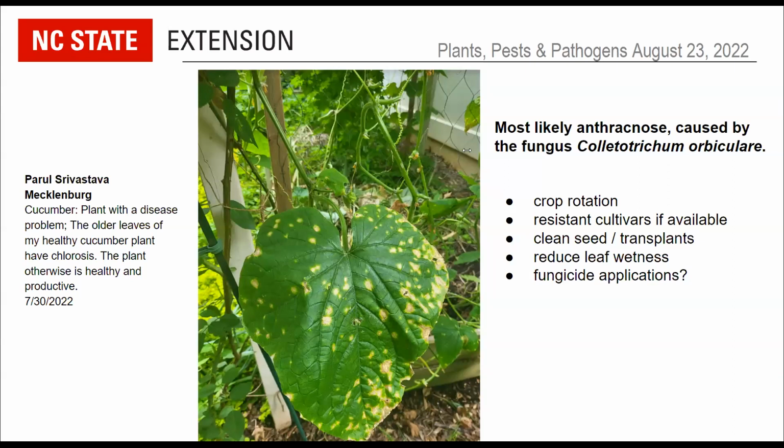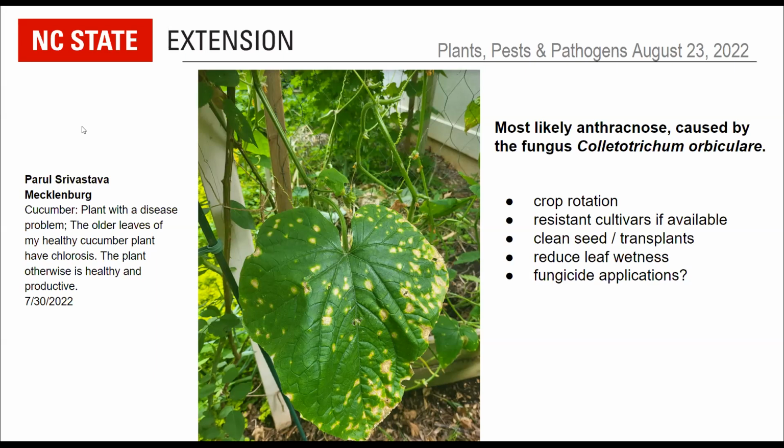Supposing that it is anthracnose, here are some things that you would want to do. Crop rotation, of course, making sure you get the old debris cleaned up. Resistant cultivars, if you can find them. Clean seed and transplants, because the pathogen can be seed-borne. Keeping leaf wetness to a minimum, so avoiding the sprinkler hitting the foliage. If you have to water overhead, do it at a time when you're not extending the overnight natural leaf wetness period. And possibly later in the season, some fungicide applications might be justified.